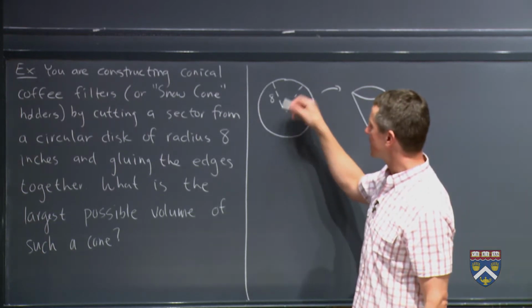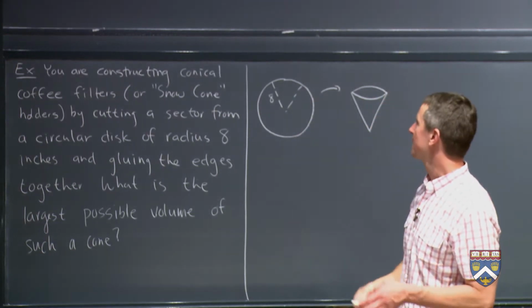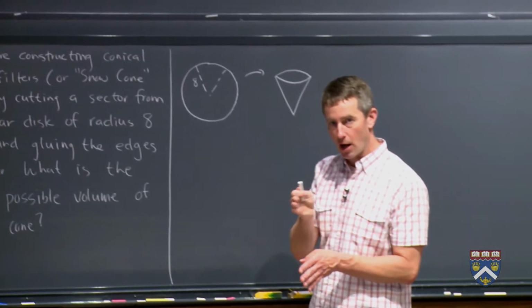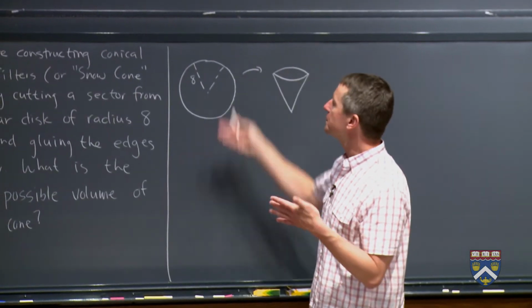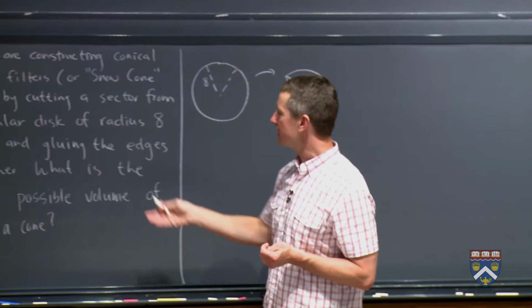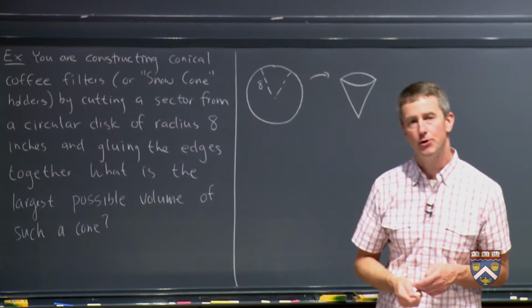And if I did the opposite and cut out a very big sector, I would get a cone that is very tall but very narrow. Of all the different ways that I can cut sectors out, we'd like to figure out what's the largest possible volume that we can get.